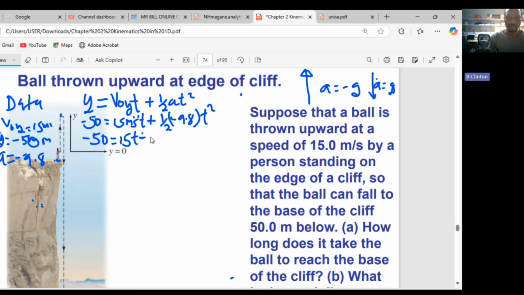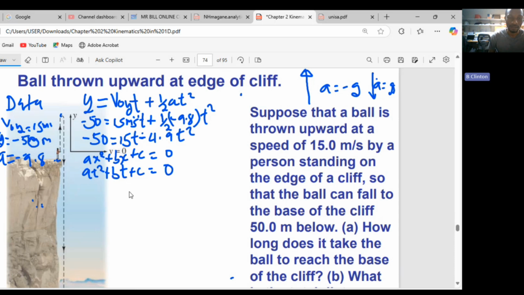Plus times minus is going to give us minus 4.9t squared. So if you look at this equation, it looks like a quadratic equation, which in this case, because of t, we can start by saying ax squared plus bx plus c is equal to 0. In this case, we don't have x's, and we can write t. So you can say at squared plus bt plus c is equal to 0.